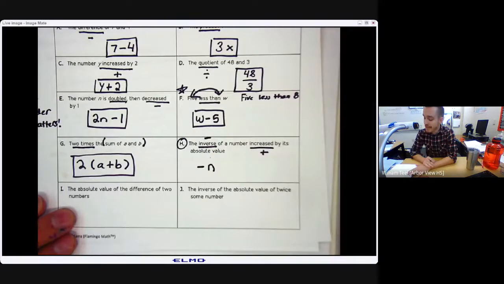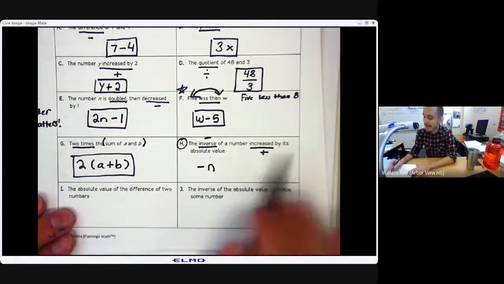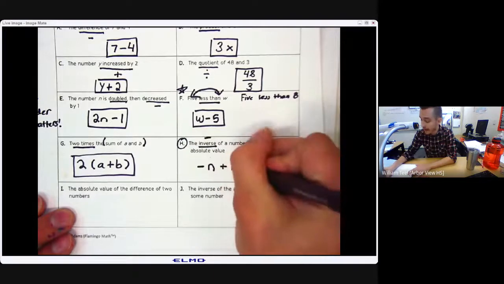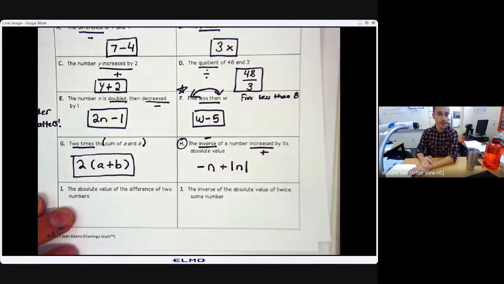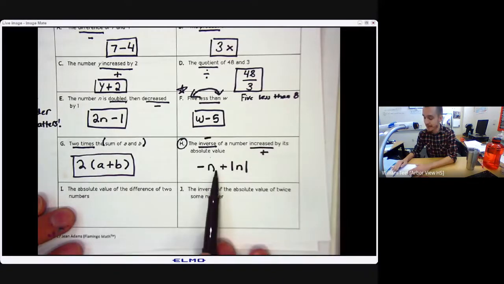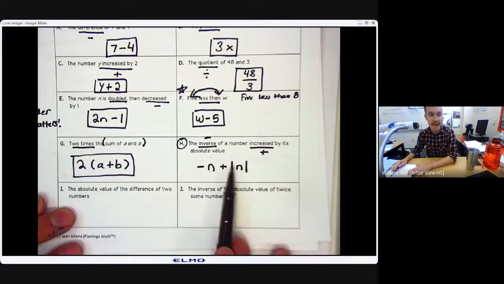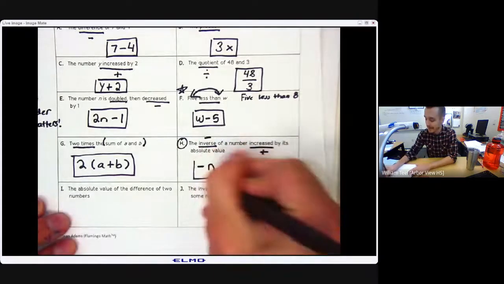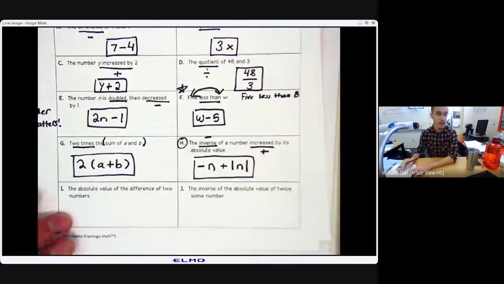So if we have the inverse of a number and we're increasing it by its absolute value, we are adding the absolute value of that number. Okay, so let's go over the parts again. The inverse of a number, so the inverse of n, increased by, so plus, its absolute value, so the absolute value of n. All right, be very careful with these examples, paying attention to the order.